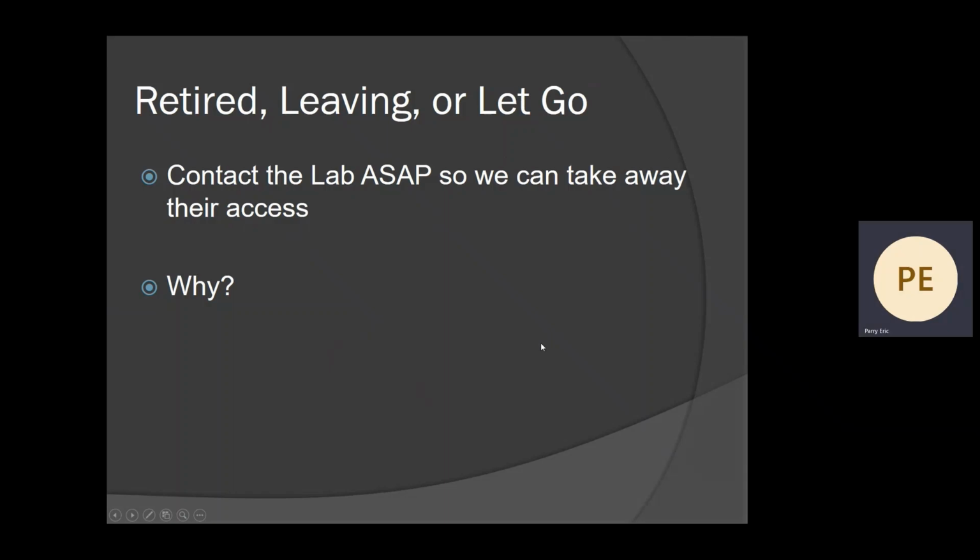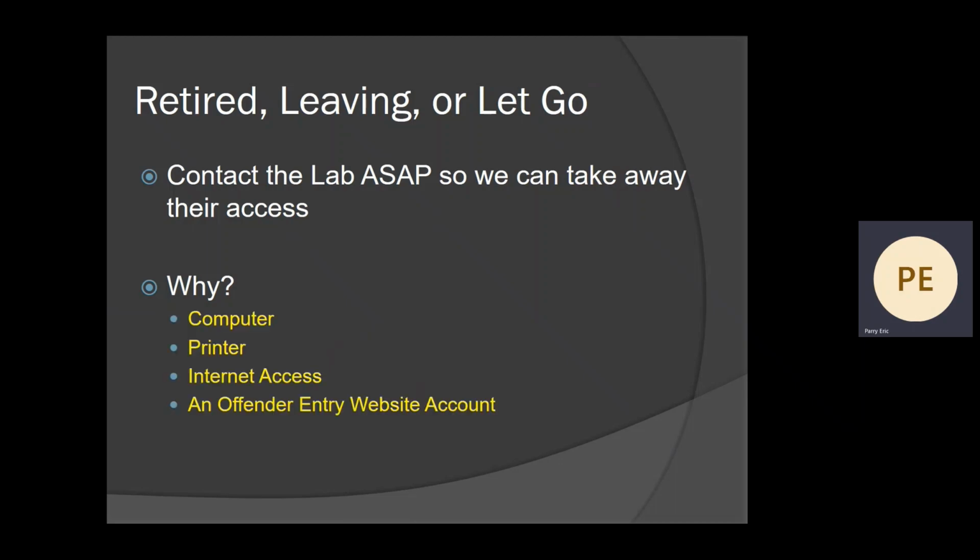Okay, so retired, leaving, or let go. If a person has been let go or has left your agency, please contact the lab as soon as possible so we can take away their access. Why? Because they have a computer, printer, internet access, and an offender entry website account. That's all you need to access the offender entry website. So we want to make sure that they don't have access to any of the information they should not have if they no longer work at your agency.